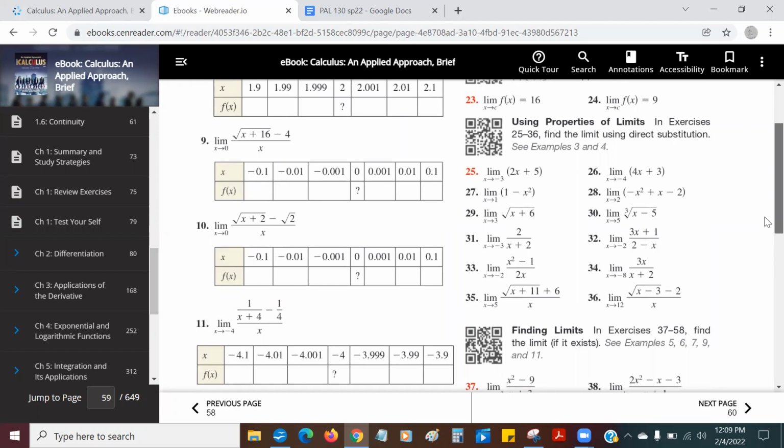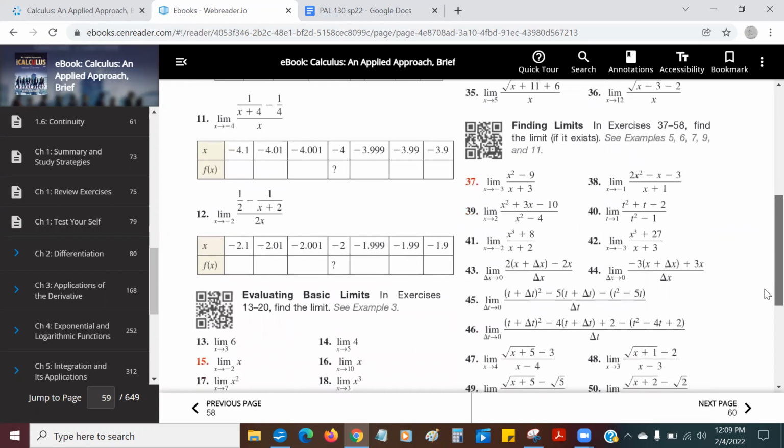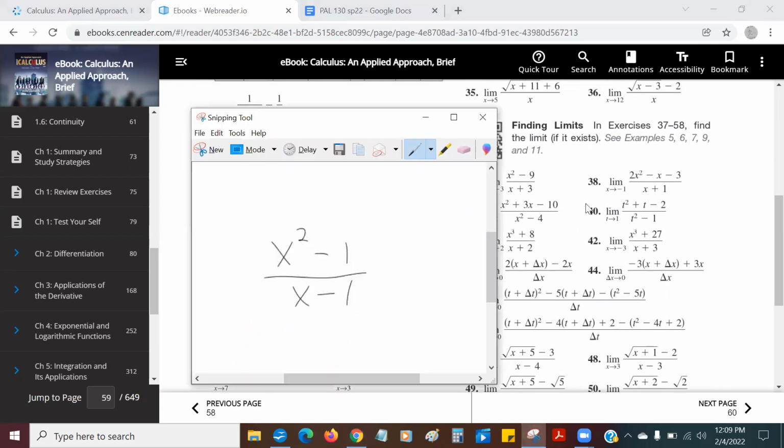Now, for something like number 40, I'm going to factor the top and the bottom, and there's going to be a t minus 1 that's going to cancel out. And then you just plug in whatever's left. I like number 40. Let's do that one.